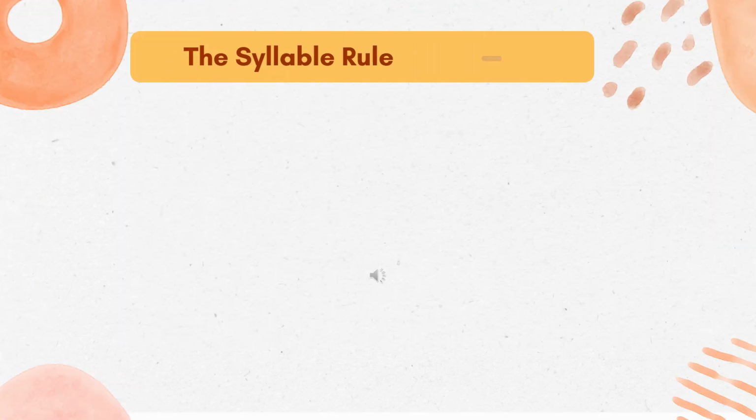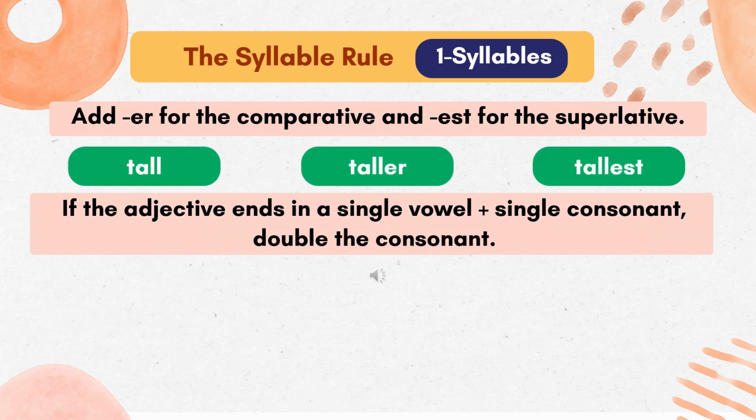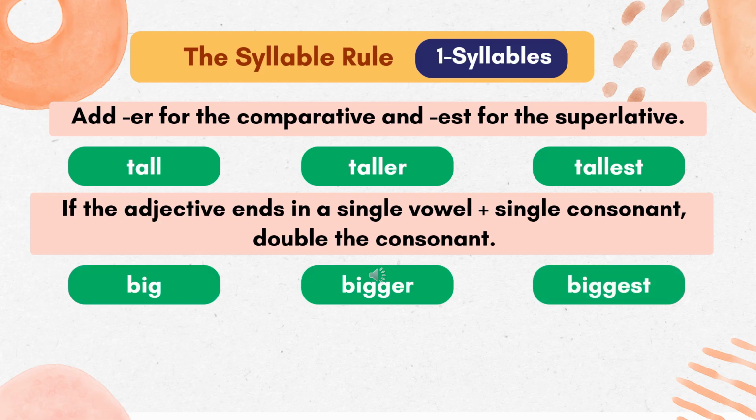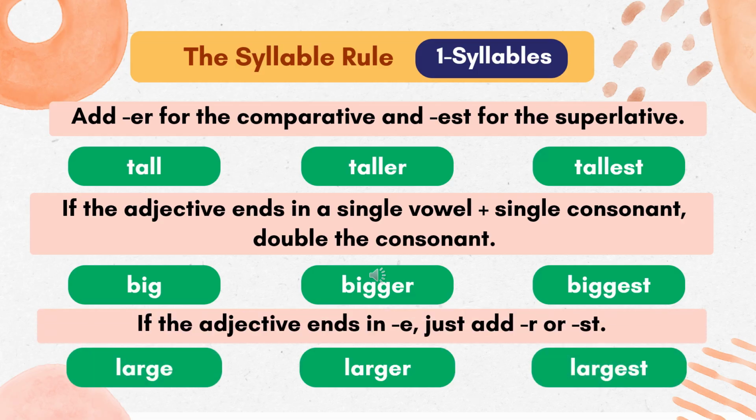For one-syllable adjectives, the rules are straightforward. For most, just add -er and -est: tall, taller, tallest. But if it ends in a single vowel followed by a single consonant, double the last letter: big, bigger, biggest. And if it already ends with an e, just add -r and -st: large, larger, largest. Let's look at what happens with longer adjectives next.